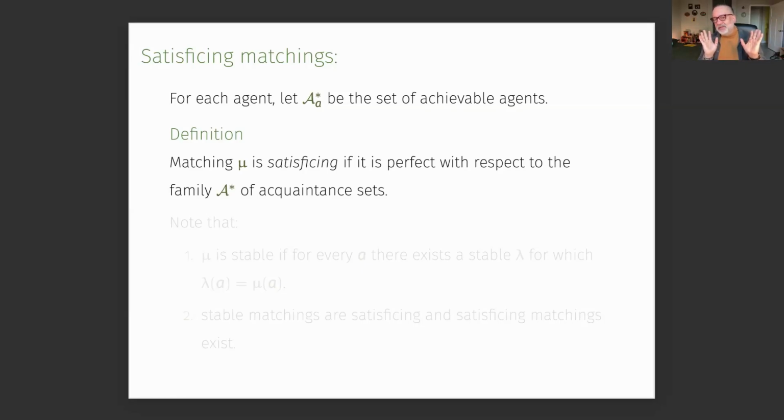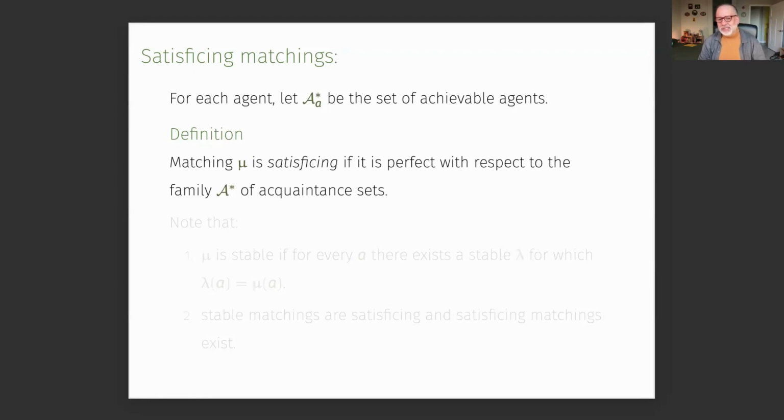A definition like that would not give you the existence of a solution in every possible case. It would be very easy to construct examples where you cannot use that definition of good enough and still get existence of a matching with the property.